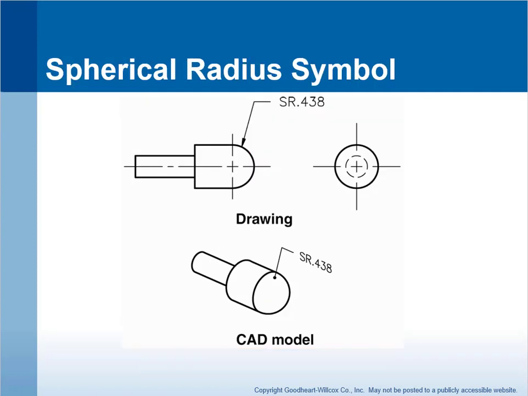Here is the symbol for a spherical radius and how it's applied. Okay, so it's not a full diameter, it's just a spherical radius. So we have SR and then the dimension afterwards.